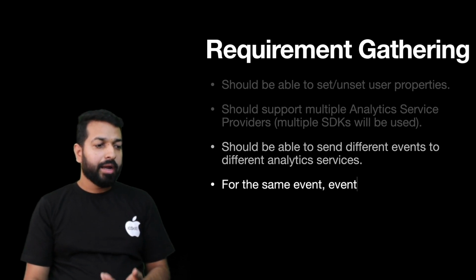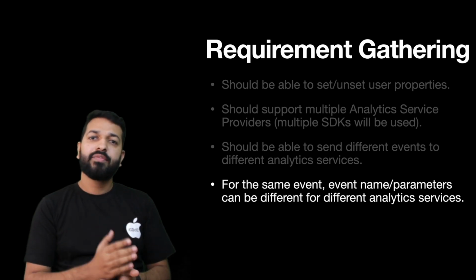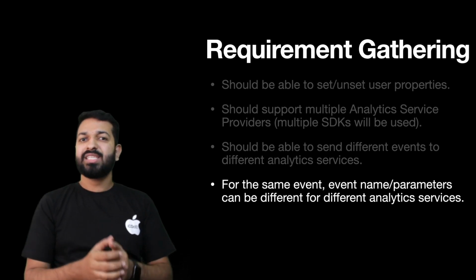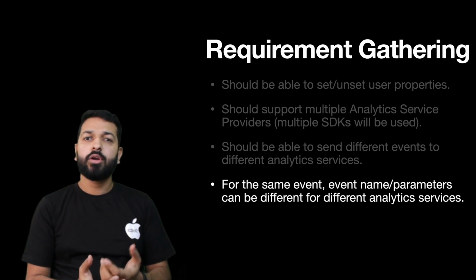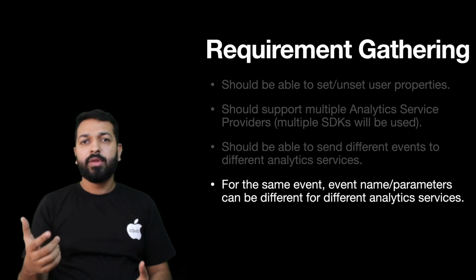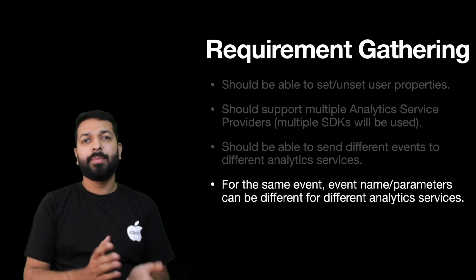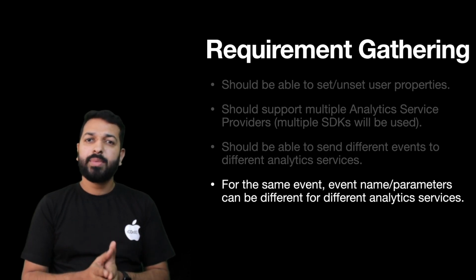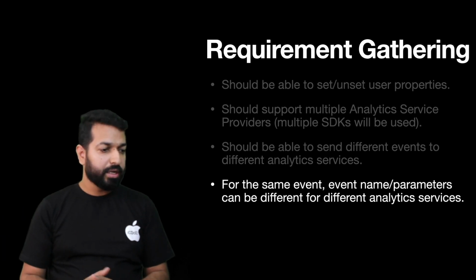That's a valid point. And the next requirement says that for the same event, event name and parameters can differ for different services. So for example, login success. For login success, a different event name would be going to CleverTap, that is login-success, and a different event name will be going to Amplitude, that is login success without the hyphen. And the same goes for the parameters as well. Some of the parameters can be sent to the first service, but that might not be the case with the other. So that was another requirement.